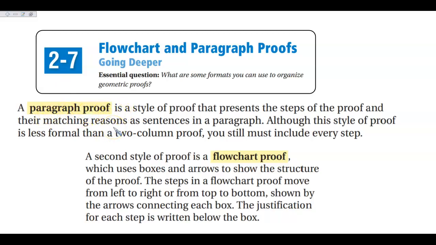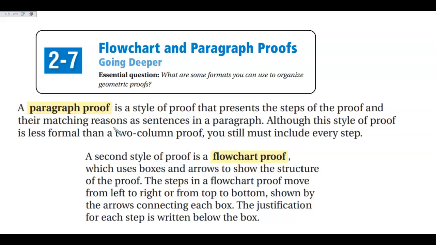So in the last lesson, we did two column proofs where we had a statement and a reason. With a paragraph proof, all we're going to do is take each line of that proof and make it a sentence. So everything that was in step 1 will become a sentence. Everything that's in step 2 will become a sentence. And we'll get an example of this in just a minute.